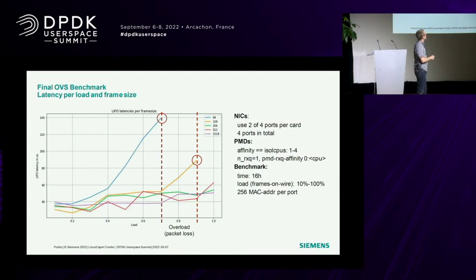If you look at the frame sizes, on the y-axis you see the last in, first out latency in microseconds, and on the x-axis you see the load. If you look at small frames, which are unfortunately the frames we have most in this industrial setting, like 64-byte frames, if there's not much load on the system, you have 40 to 50 microseconds LIFO latency, which is pretty good, but the switch is only able to handle a load of about 70%.